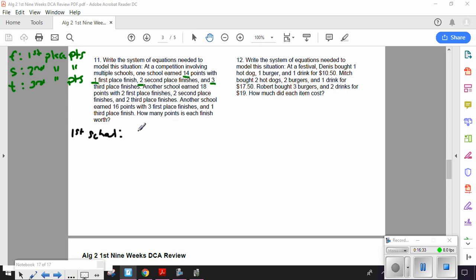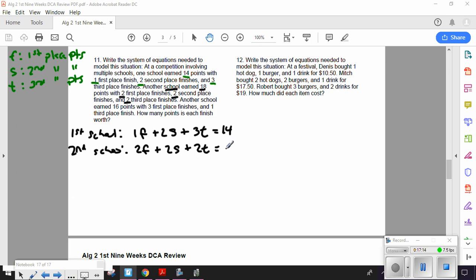So they had 1 first place plus 2 second place plus 3 third places, and they scored a total of 14 points. The second school earned 18 points for 2 first places, 2 second, 2 third. Okay? So the second school, 2F plus 2S plus 2T equals 18.